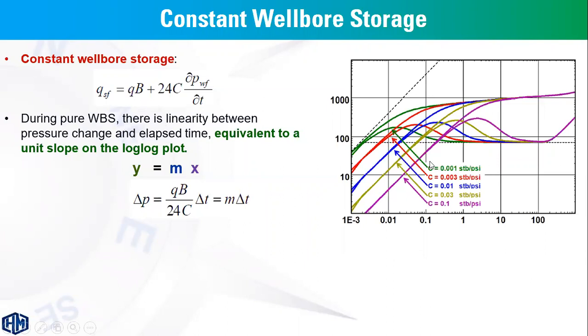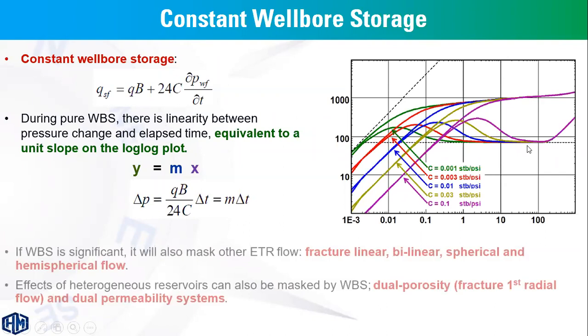While in case we have high wellbore storage, like this one in the purple color, where wellbore storage is 0.1 barrels per psi, the end of wellbore storage at this point will come late, and the effect of wellbore storage will also delay the time of the infinite acting radial flow, or the horizontal derivative, at this point. Similarly, if we have significant wellbore storage, it will mask other features in your test, like the fracture linear flow, or reservoir features like dual porosity, and the first fracture radial flow.